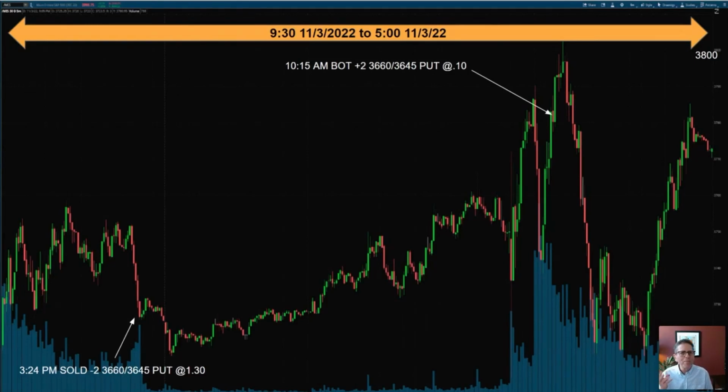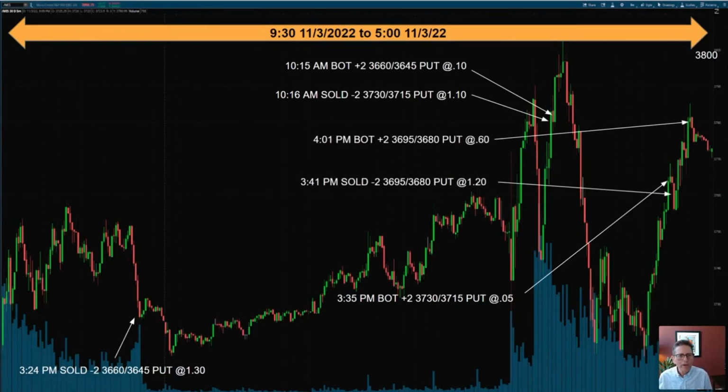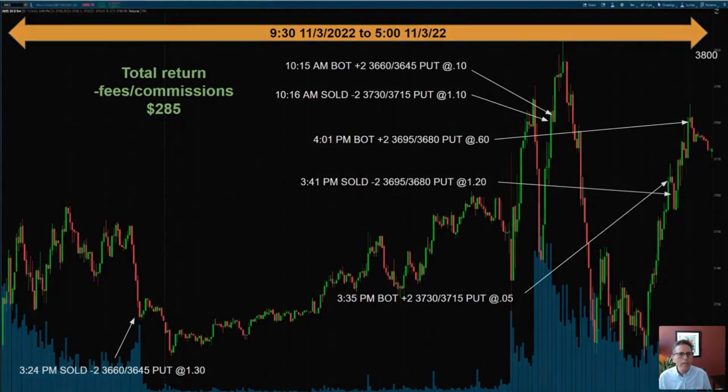So at 10:15 a.m., I closed this trade and sold a 37.30, 37.15 put spread. And then I closed that trade, and you can see the market went up and it went way down. And then when it got up to here, I was able to close it. So that was a nice trade. And then I sold a put spread for $1.20, went higher. Okay. And this is basically what I showed you in that diagram. And I took profit on it, closed it. So here, total returns were $285 on this trade. Okay. Next trade.